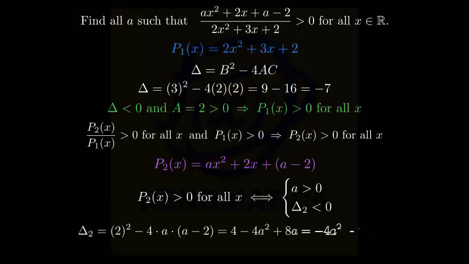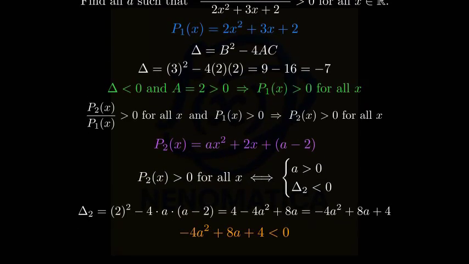Compute delta sub 2. It equals 2 squared minus 4 times a times (a minus 2). That simplifies to negative 4a squared plus 8a plus 4. We need negative 4a squared plus 8a plus 4 less than 0.